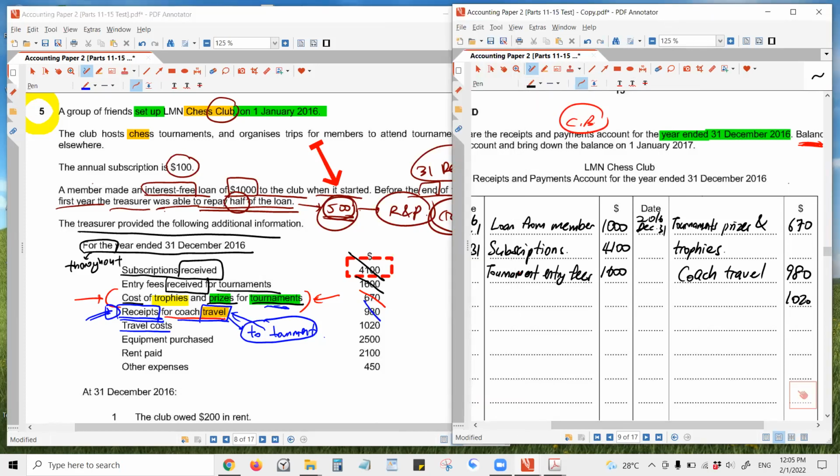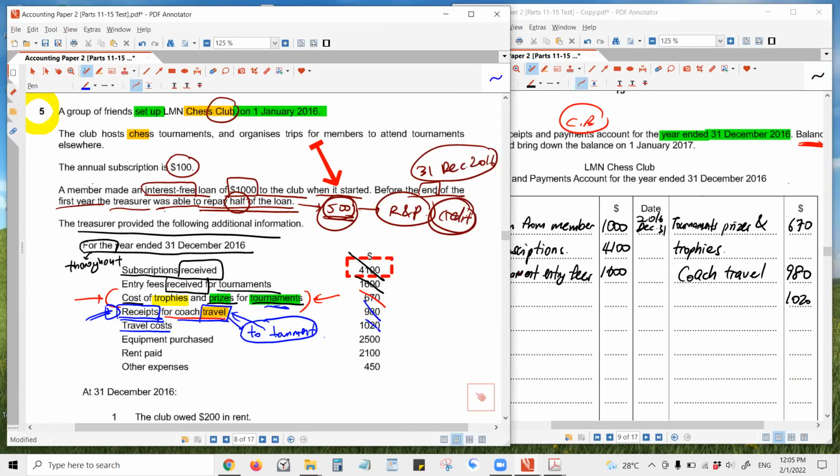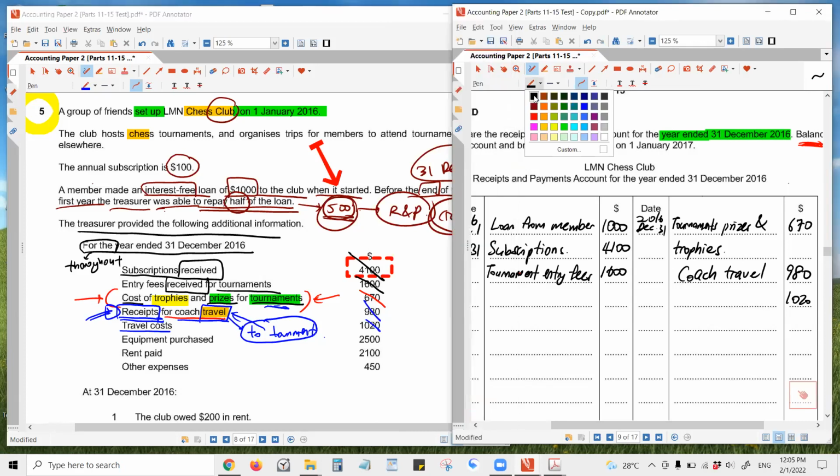1020. Travel cost. They should have stated here clearly travel cost for the tournaments, okay? But it's not stated, so we have to assume. So you write travel cost.